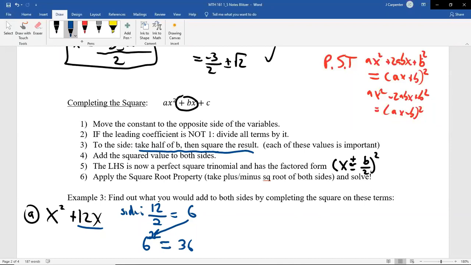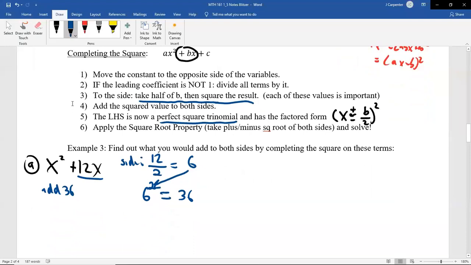So find out what you would add to both sides by completing the square on these terms. So if this was x squared plus 12x equals 15, you would be adding 36 to both sides. That would help you create your perfect square trinomial. If you added 36 to that, you would create a perfect square trinomial.